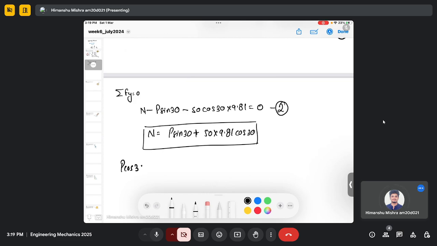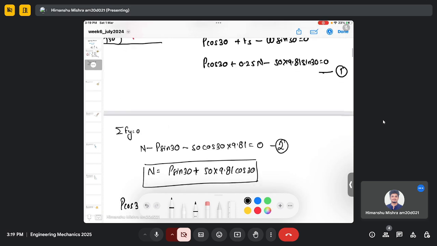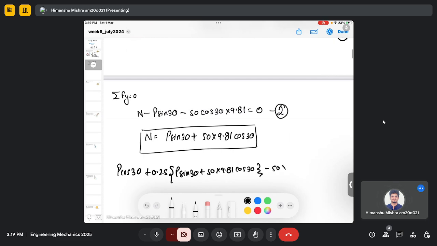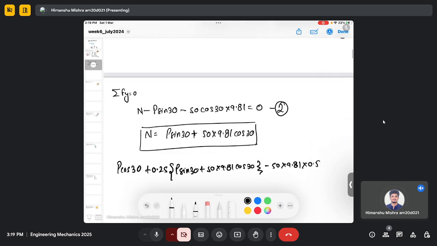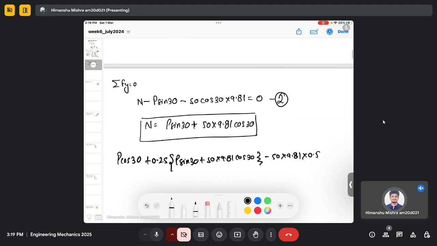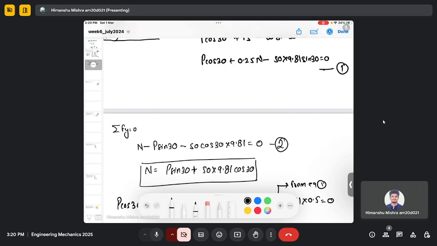p cos 30 plus 0.25 times n, minus 50 times 9.81 times 0.5, which is sine 30. I'm writing it as 0.5, equals 0. So this is from equation 1. Could you please go to equation 1?